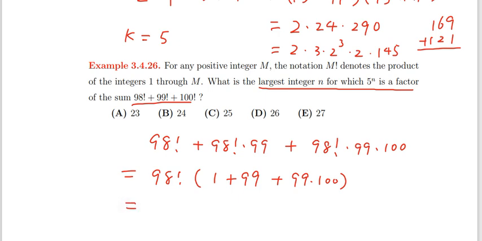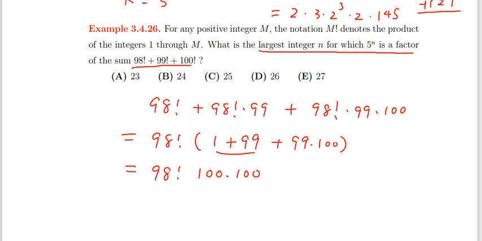So this is 100. Okay, so this is 100. So we take 100 outside. So this equals 100 multiplied by 100. Okay. So for 100 we have 5 squared, right? So here also 5 squared. So we can have 5^4.